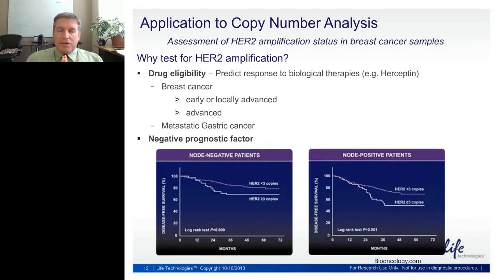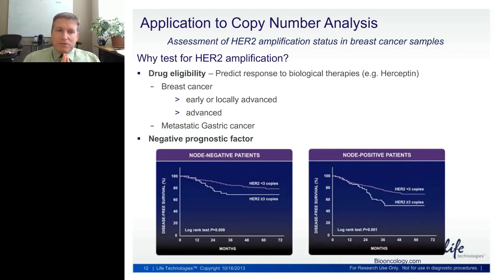Okay, so another thing that digital PCR can do for you is high precision copy number variability analysis. To illustrate this, we're going to talk about HER2 amplification in breast cancer samples. Now, as most people that are listening to this probably know, HER2 is a gene that is amplified in breast cancers and other types of cancers.